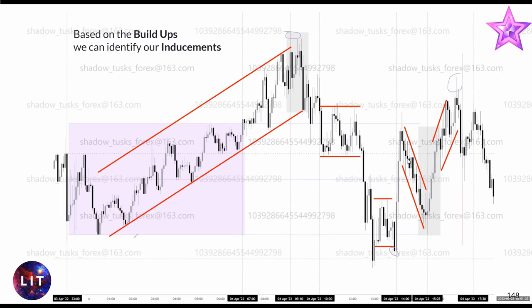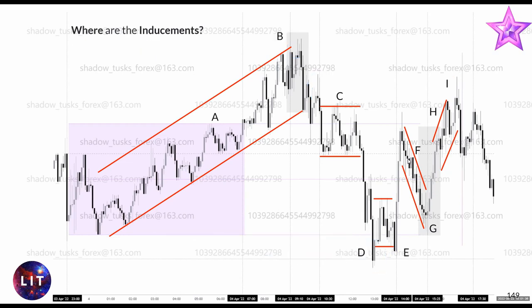Okay. There's an inducement. So what about this one? Is that not an inducement as well? Yes, it's an inducement as well. So I even have the letters there. So what is it? Is A an inducement? B, D. So is A an inducement?